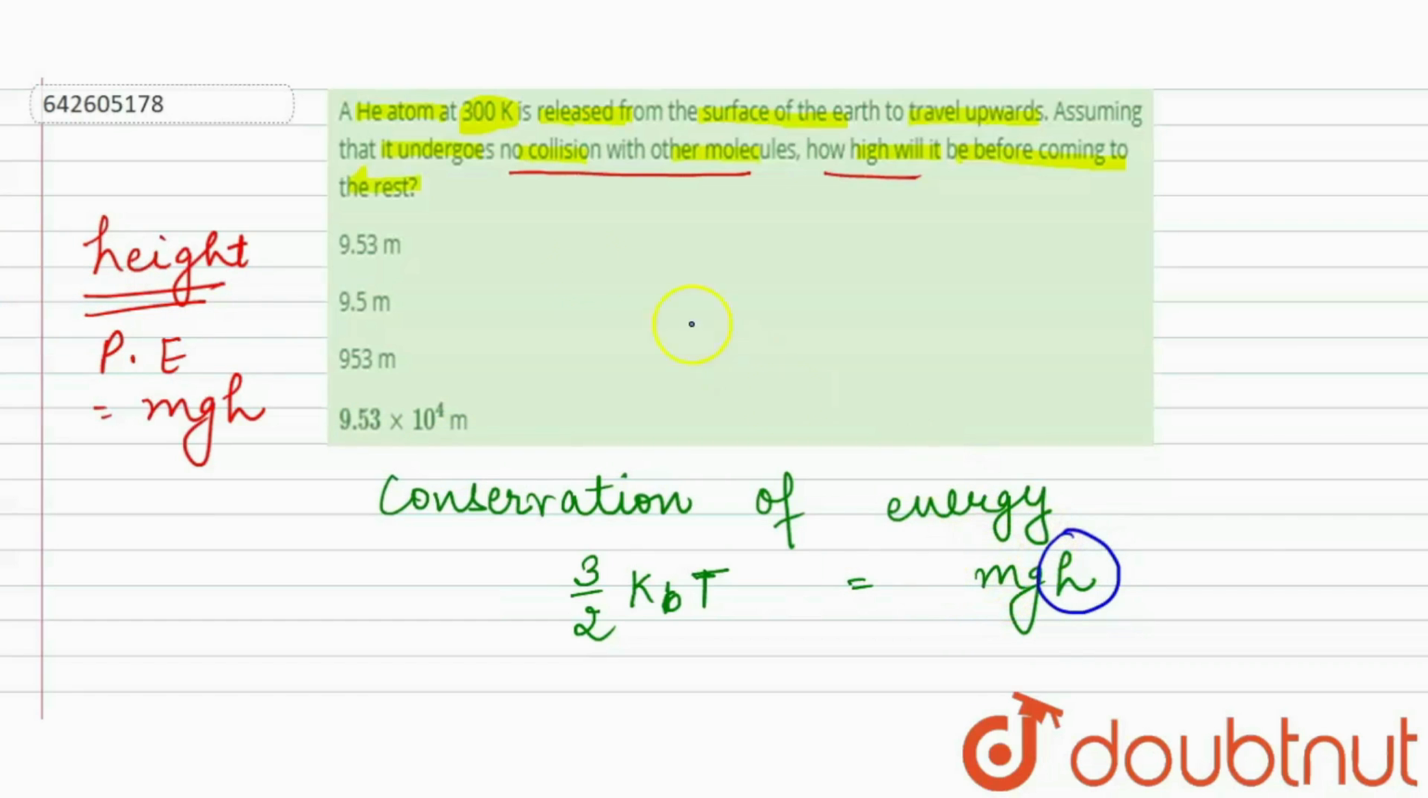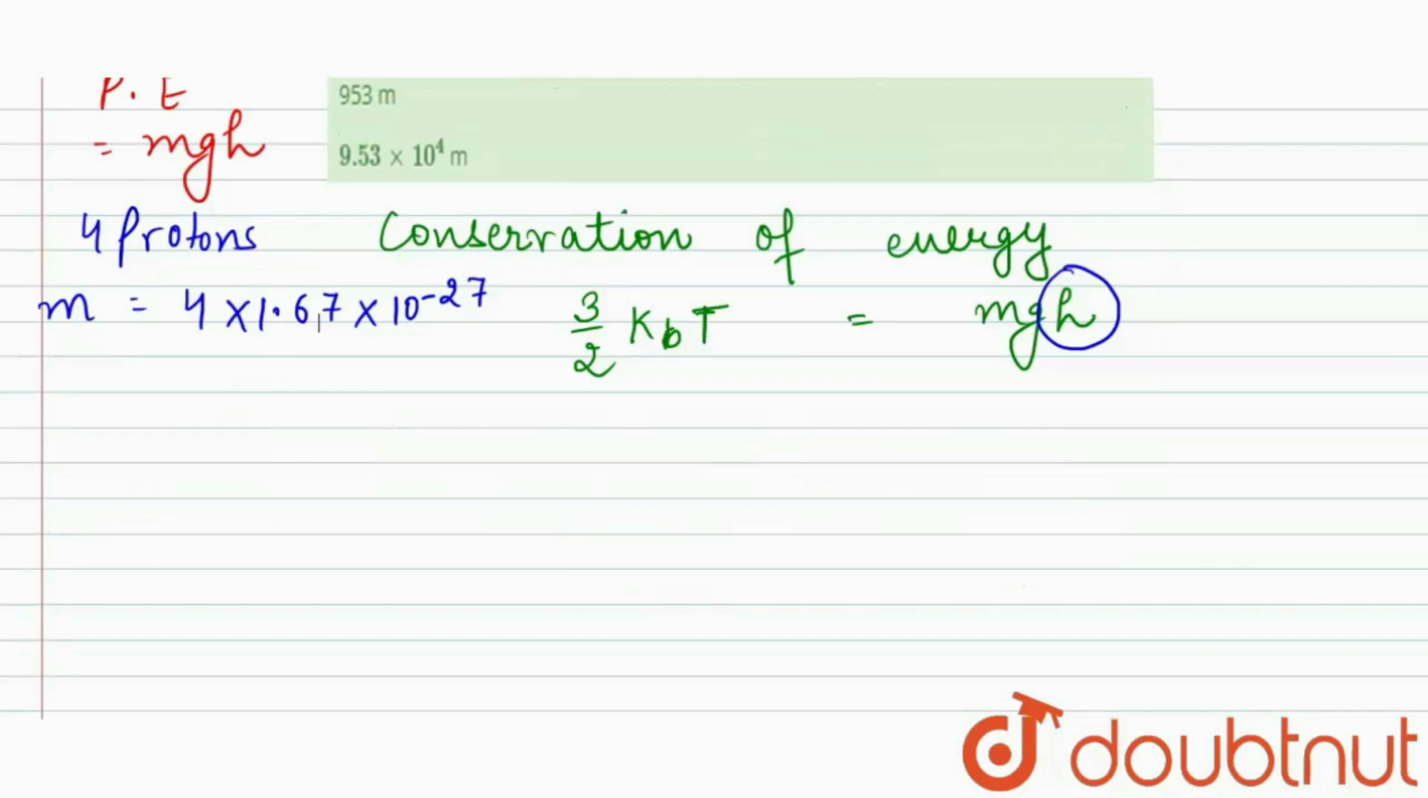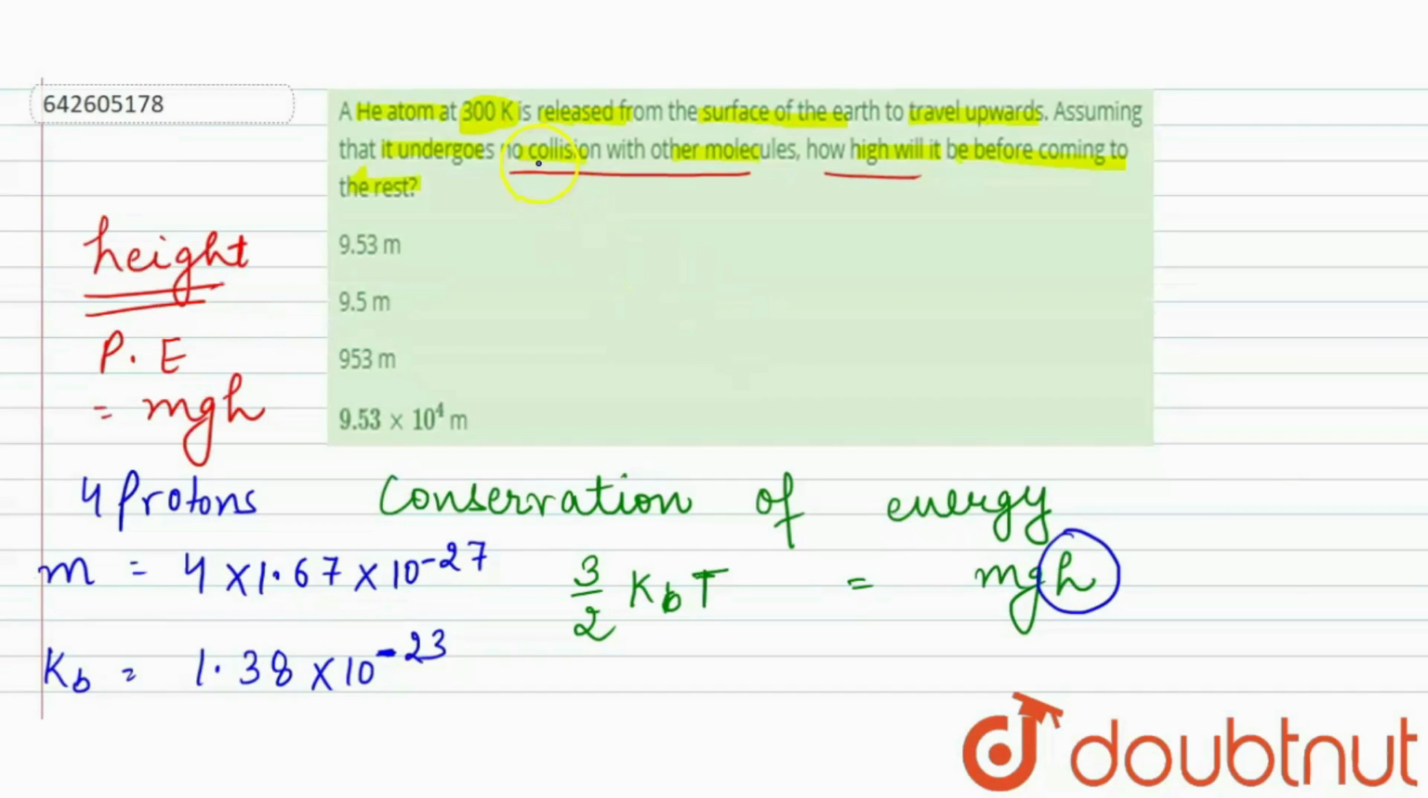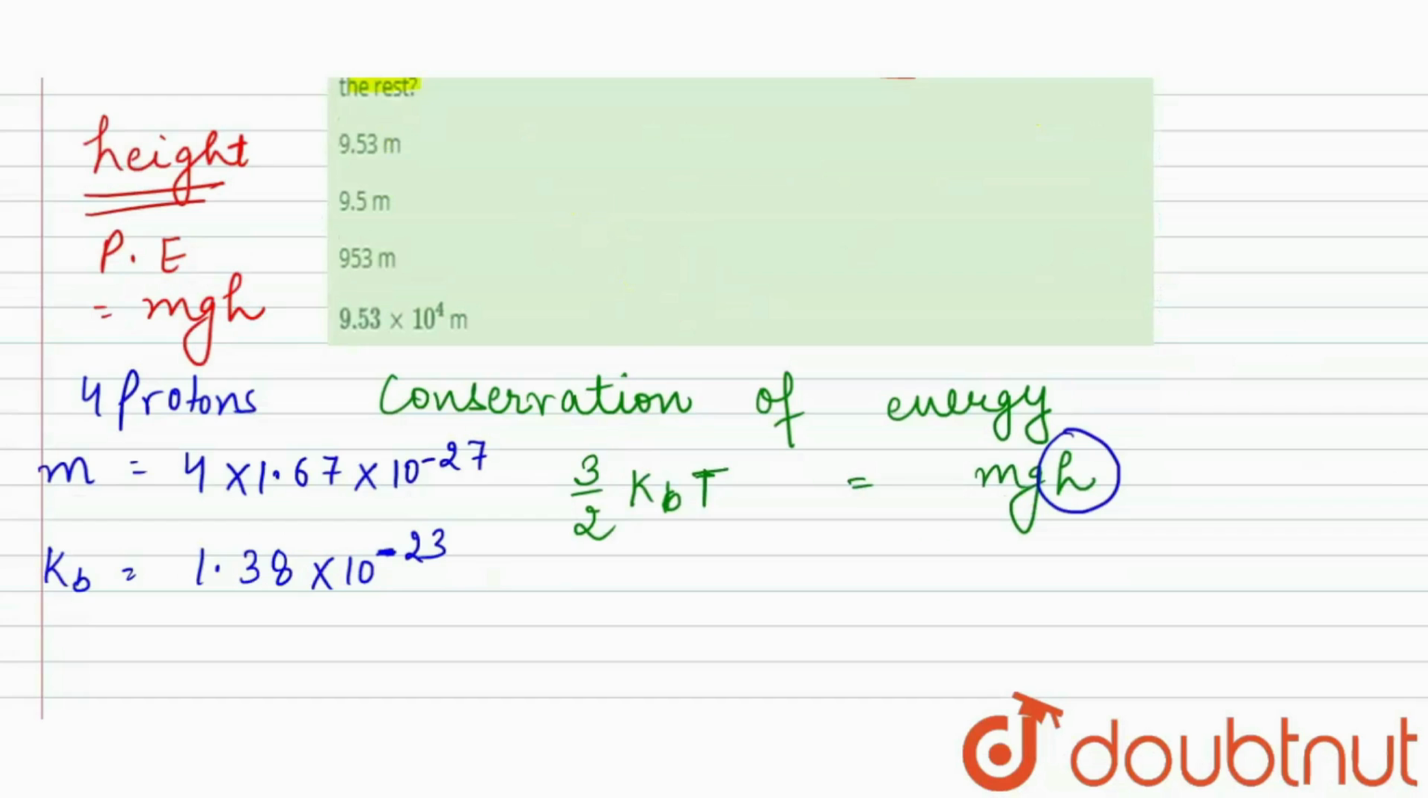Before that, in the question it is given a helium atom. For a helium atom, the mass will be 4 times the proton mass, so mass will be 4 into 1.67 into 10 raised to minus 27. And we know the value of kB, it is a constant, 1.38 into 10 raised to minus 23. And the temperature is also given, that is 300 Kelvin. So let's put in the values.